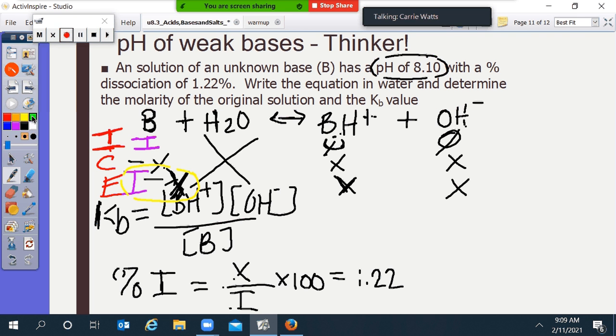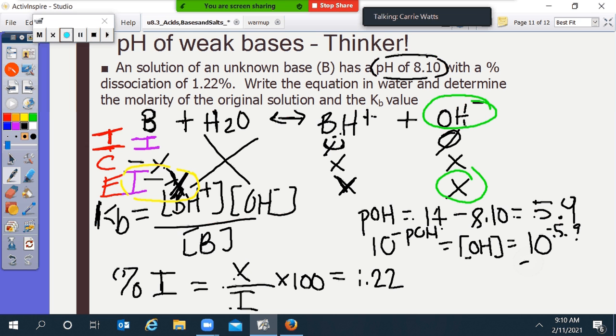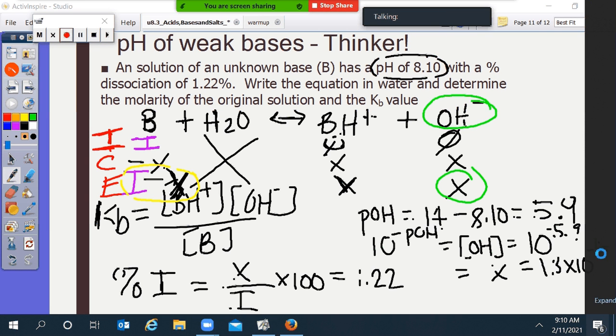Now remember, x over here is the concentration of hydroxide. So if my pH is 8.1, I can solve for my pOH, which is going to be 14 minus 8.1, and I can get my pOH as 5.9. Now I can get the concentration from the pOH: 10 to the negative pOH, which is the inverse log, is equal to the concentration of OH, which equals 10 to the negative 5.9. When I do that, I get 1.3 times 10 to the negative 6, and that also equals x. That's also my x value.